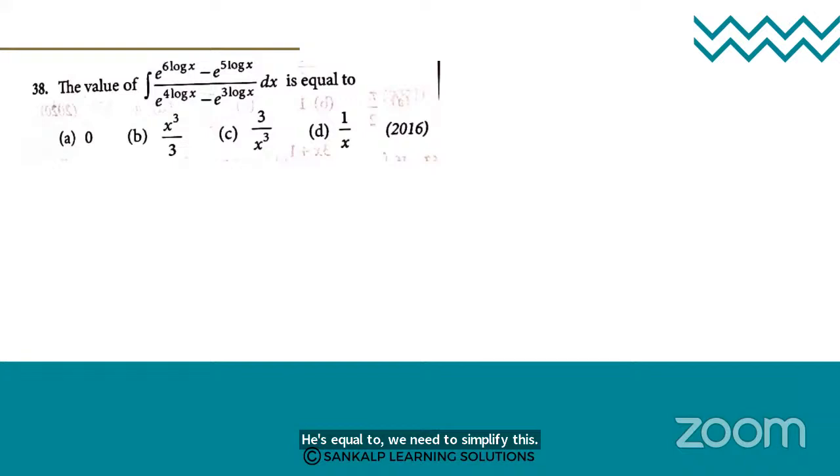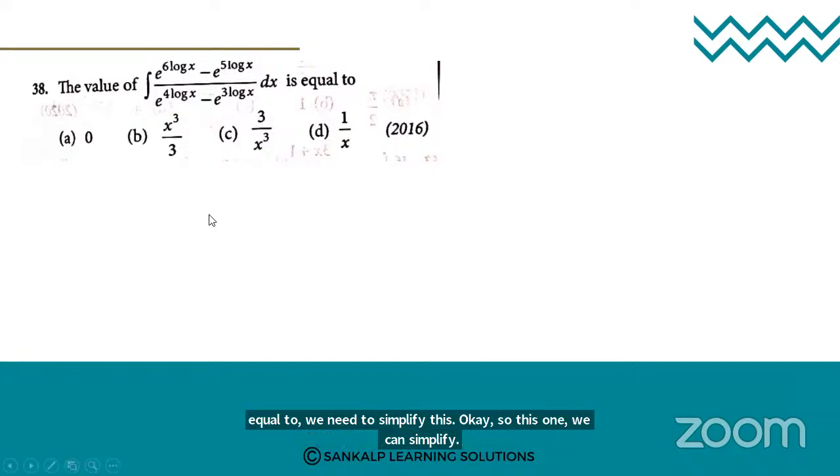We can simplify this one by making use of a formula. Actually, this example is again based on the formula. We know e raised to log f of x is directly equal to f of x. Or instead of a function, if x is there, then the result will be equal to x.